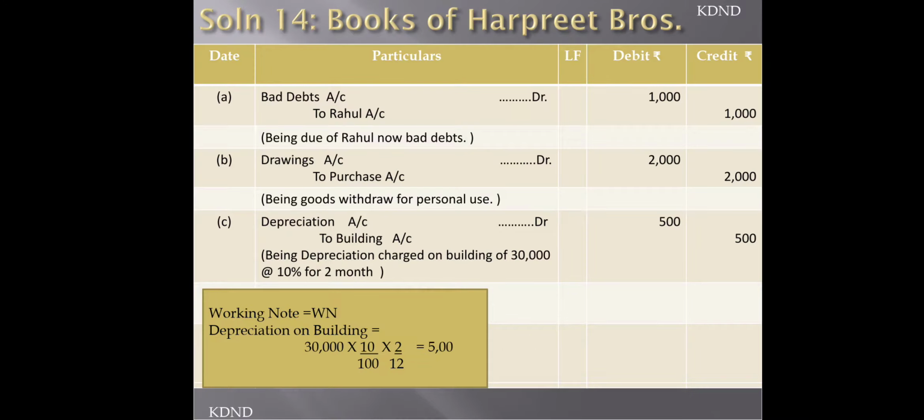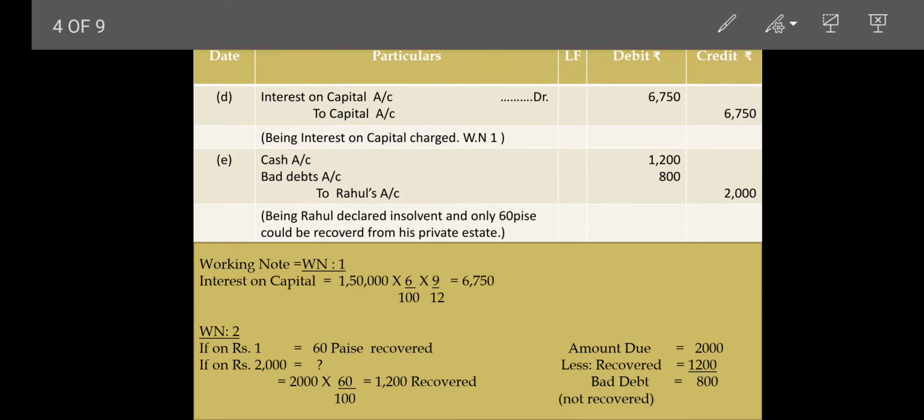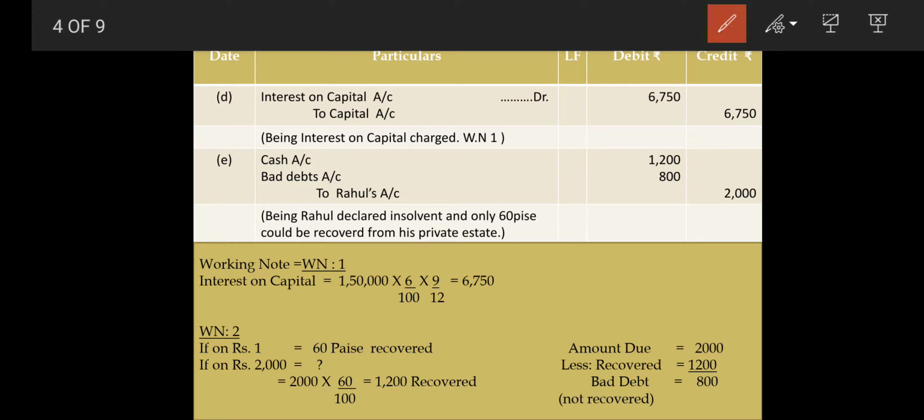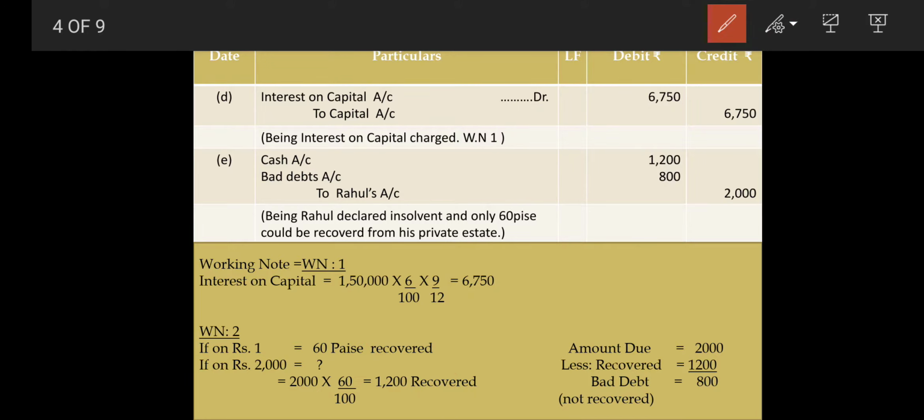So have a look at this. I have done the working over here. Working note number 1 is for interest on capital, while working note number 2 is for the bad debts which is incurred. So you can see, if on rupee 1, 60 paisa is recovered, then on 2000 what is recovered? Cross multiplication will give you 1200 recovered. So the amount due is rupees 2000, of which 1200 is recovered. So ultimately the bad debt that is not recovered is 800 rupees.